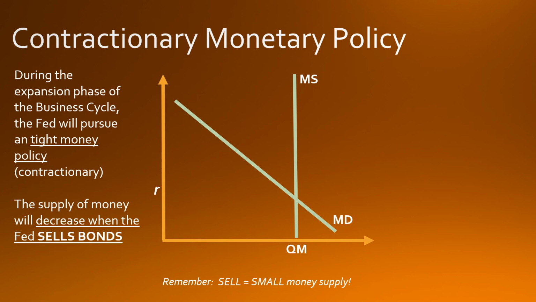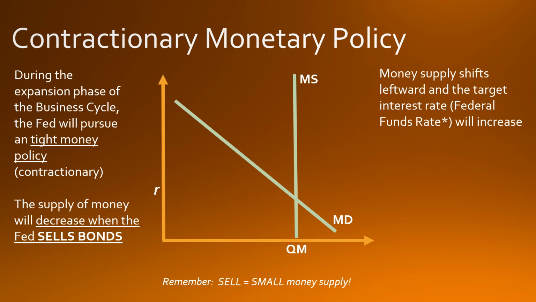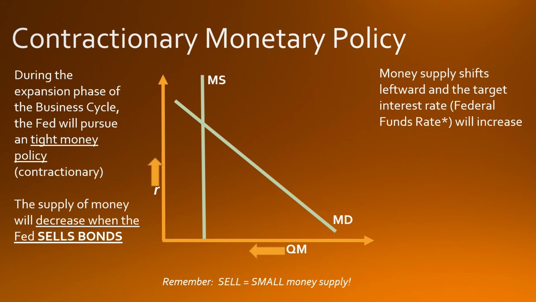So if we want to slow things down, we need to take money away from the economy, which means the Fed is going to sell bonds. When we sell, the money supply gets smaller. So what's that going to look like on the graph? Yeah, it's going to be a leftward shift of our money supply curve, right? The money supply is going to shift this way. And you can see that the equilibrium interest rate is going to change. As the quantity of money gets smaller, the nominal interest rate rises.